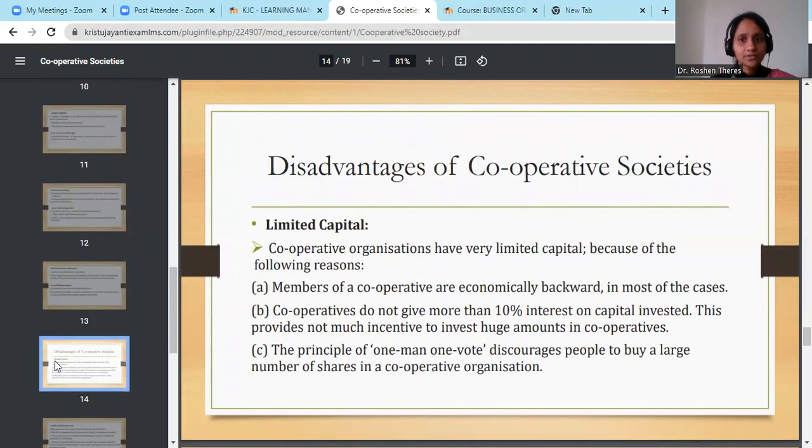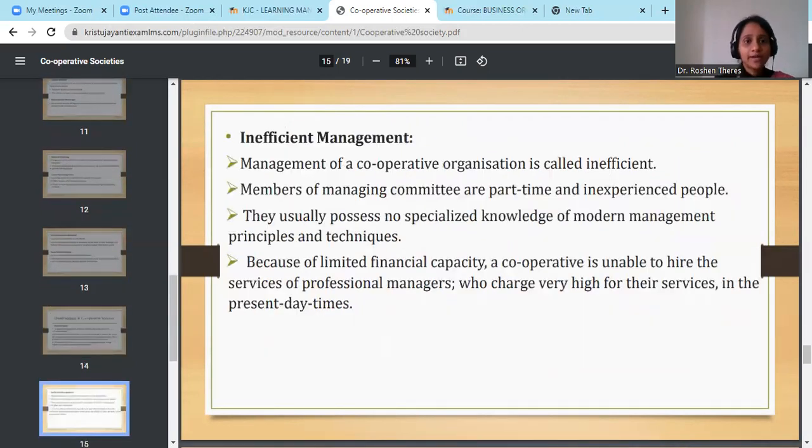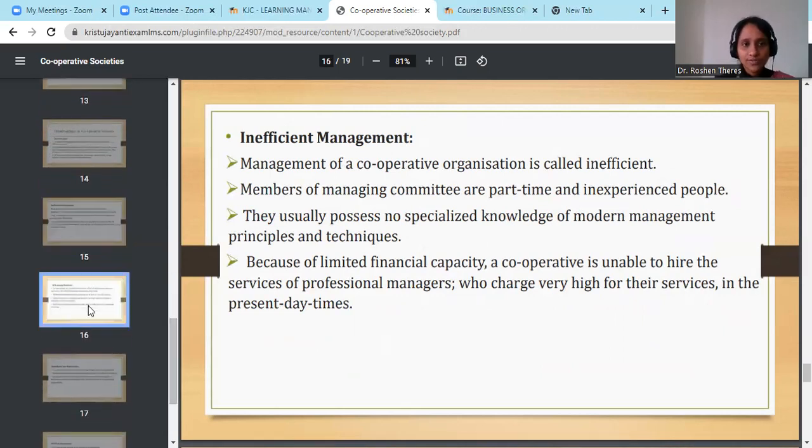Let's see what the disadvantages of these cooperative societies are. Very limited capital, because the members of the cooperative society are from an economically backward system. In the majority of cases, it will be difficult for the members to raise the capital by issuing shares. Inefficient management sometimes happens. The members of the management may not be professionally qualified, and they may not have the expertise to carry out the activities of the cooperative society. So we can find some inefficiency in some of the cooperative societies.